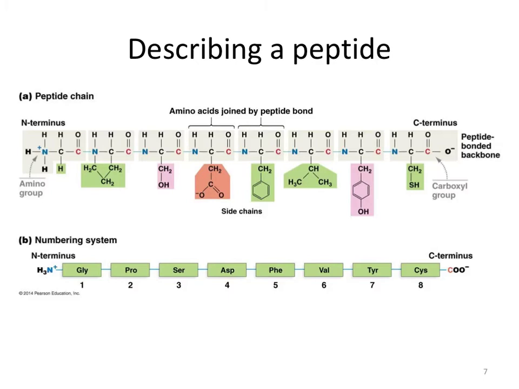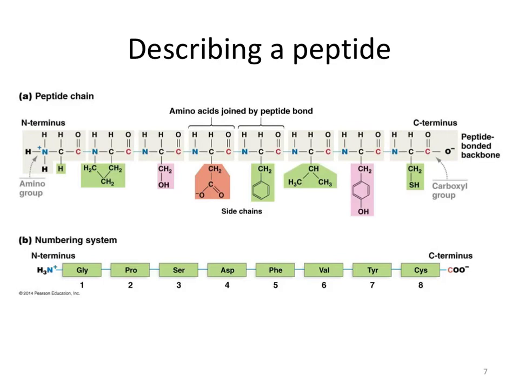amino acid is found. Once an amino acid is bonded into a peptide, it's referred to as an amino acid residue. So this structure shown here is also called the peptide backbone. It's very common terminology that you'll hear in science.